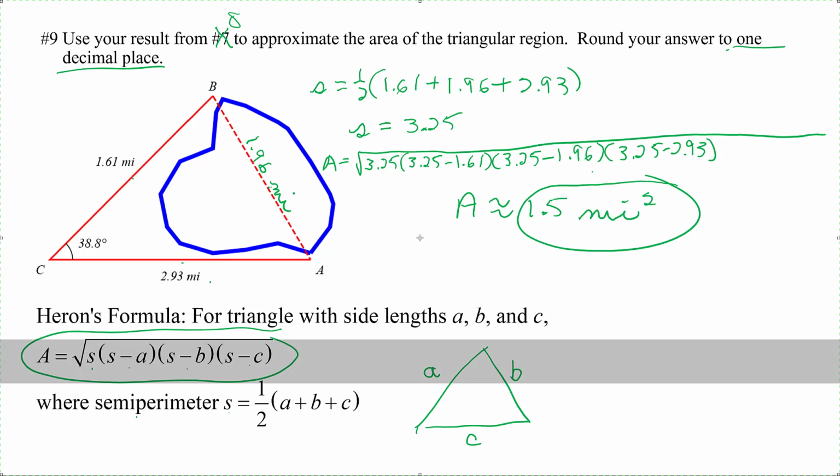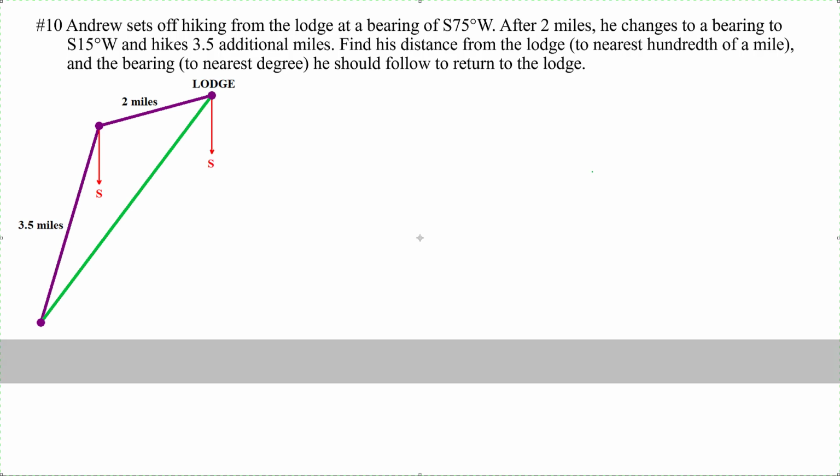Okay, moving on. We have Andrew setting off hiking here. Andrew sets off hiking from the lodge at a bearing of south 75 degrees west. I've gone ahead and put the picture in here. So let's talk about the pictures as we're going along. Trying to draw these things while I'm going through a problem is kind of hard on these screens.